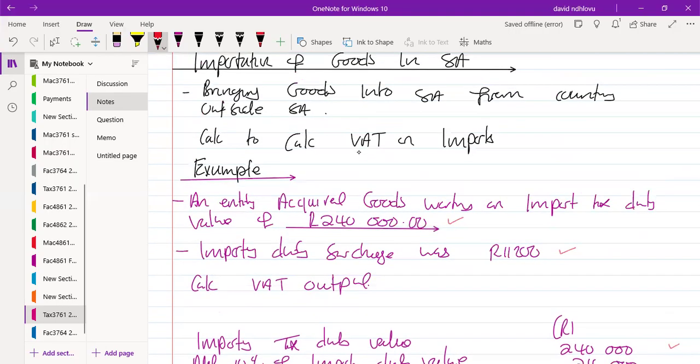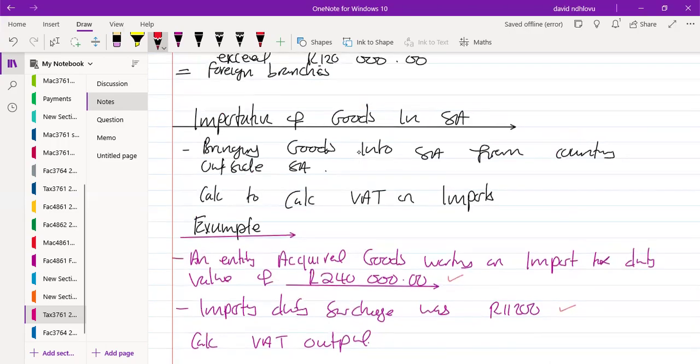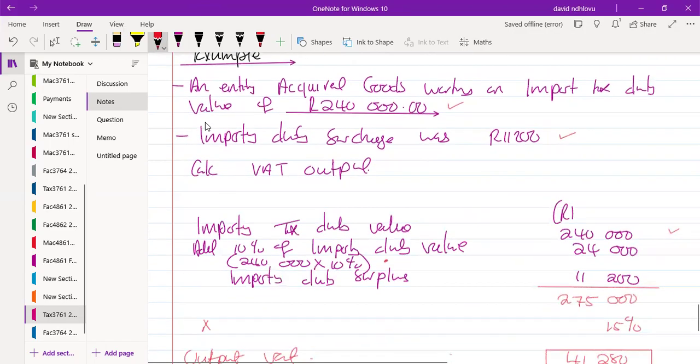There's nothing much to say or add there. It's simple. When you import goods, we have already defined what goods are, so the definition still stands. Whenever you import goods from outside South Africa, you will be charged VAT, and this is how you calculate the VAT.